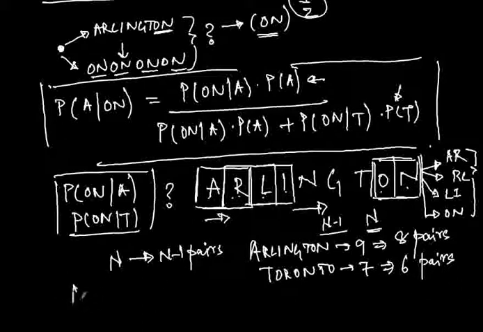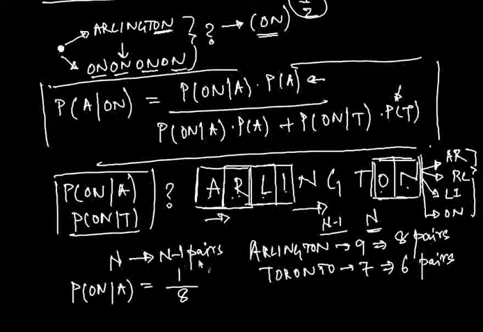So the probability of ON given A is actually, so we have 8 possible pairs and ON is just one of them, right? And implicit in this is the fact that we really can't change the order of the characters because Arlington has a specific spelling, right? So this is not a question about in how many ways can you pick 2 characters from 9 characters. This is not that question. You cannot change the order of the characters. So we have 8 possible pairs and ON is just one of them.